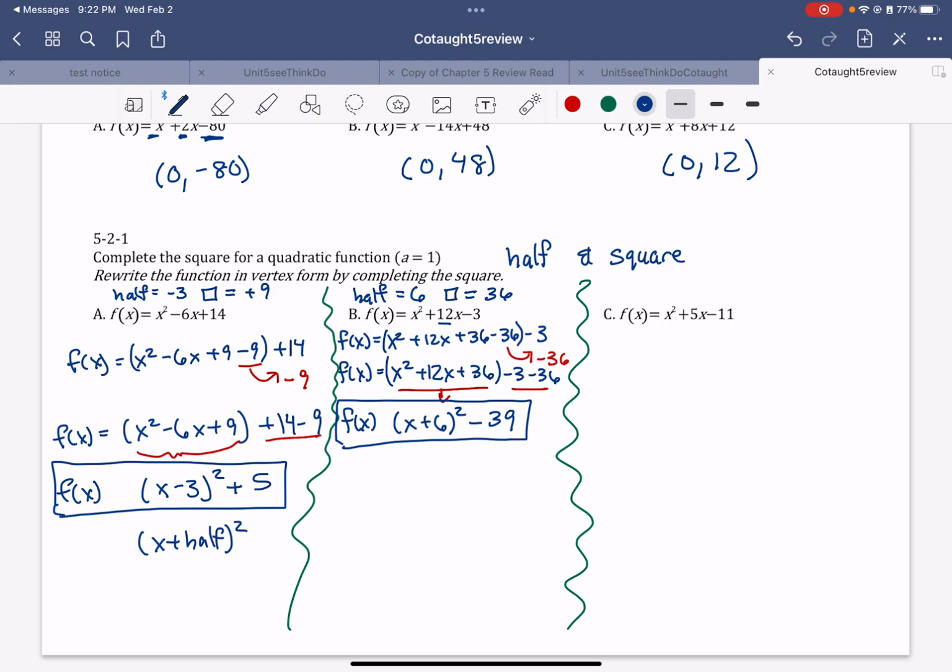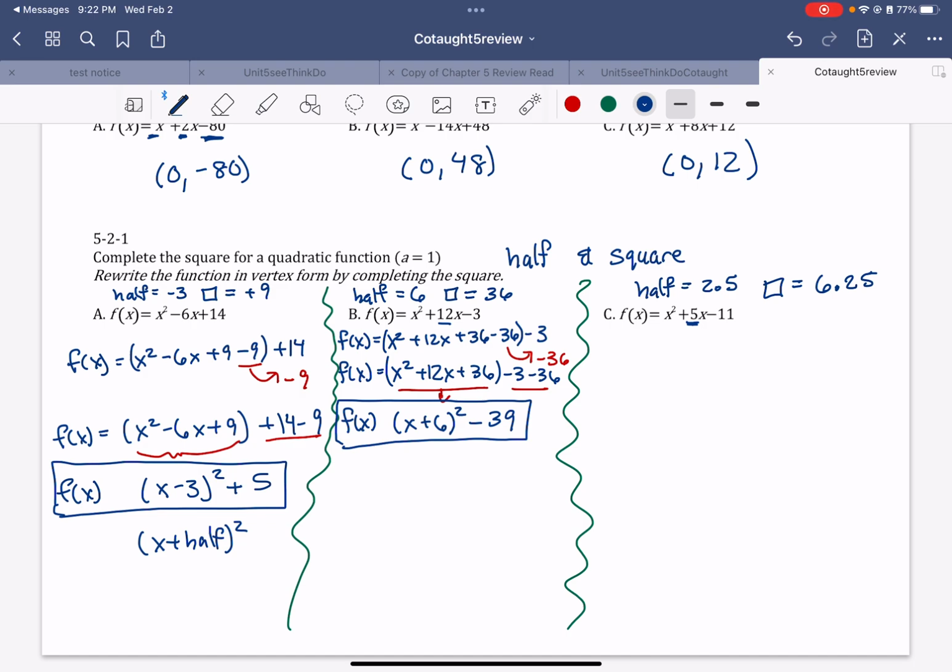All right, this one's a little trickier. Always on these, the C is going to be the hardest one, but the test is usually going to be more like A and B. So if C is getting a little harder, don't worry about it too much. So my B is 5. So half of 5 is going to be 2.5. And then my square is going to equal 6.25. Okay.